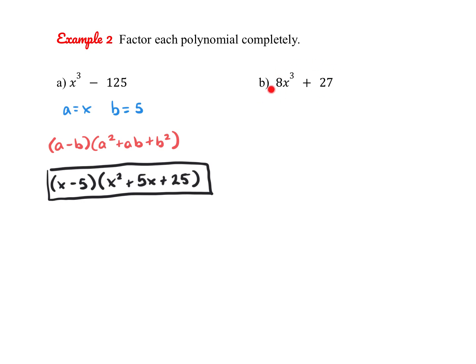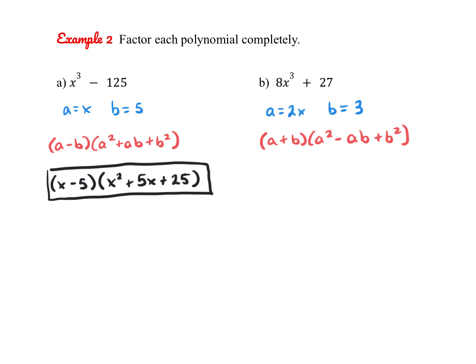Okay, let's look at this one. There's no GCF, but I do notice that there are two terms. Everything is a perfect cube, and I'm adding. So this is going to be the sum of two cubes. So here, the cube root of 8 is 2, so our a value is 2x. The cube root of 27 is 3. And our formula, let's all write it out together, a plus b times a squared minus ab plus b squared. So remember, for the sum, it's a plus here, but a minus here. So it's swapped from the difference formula.